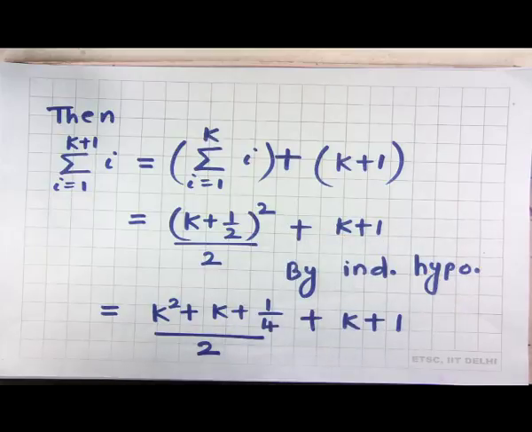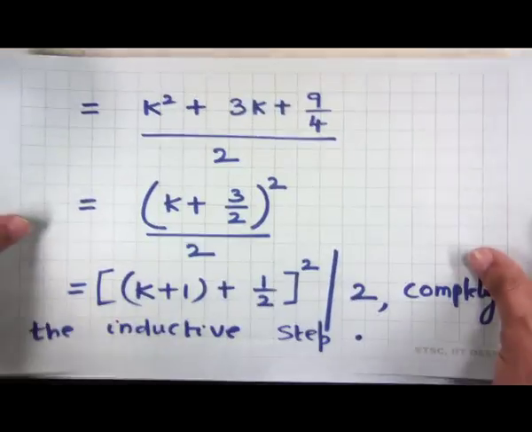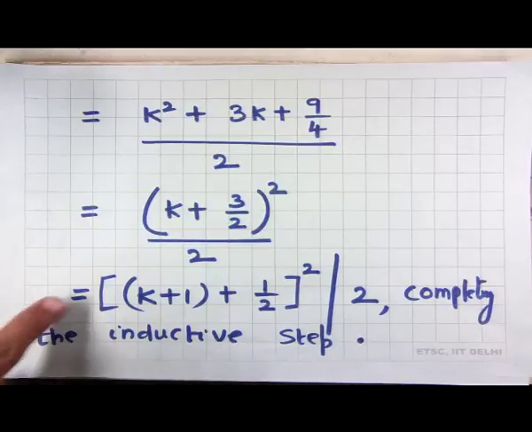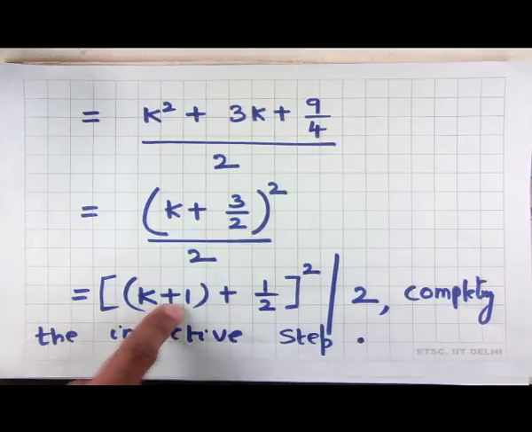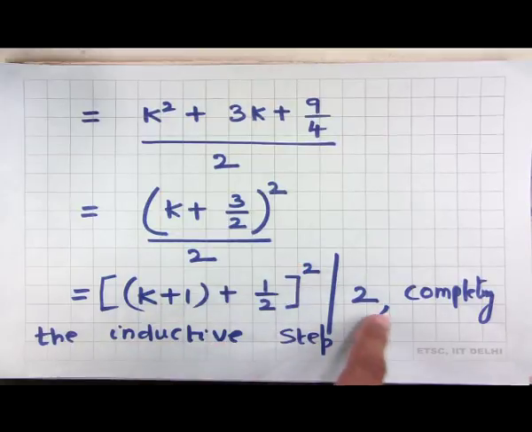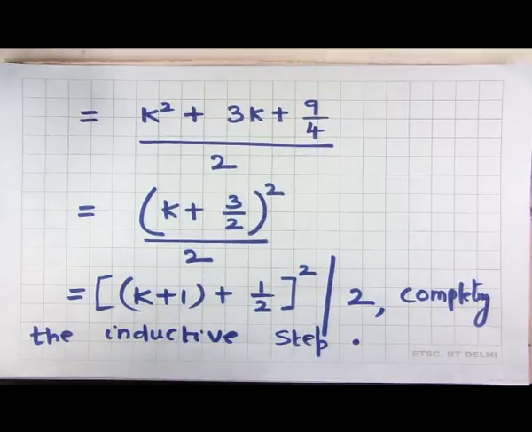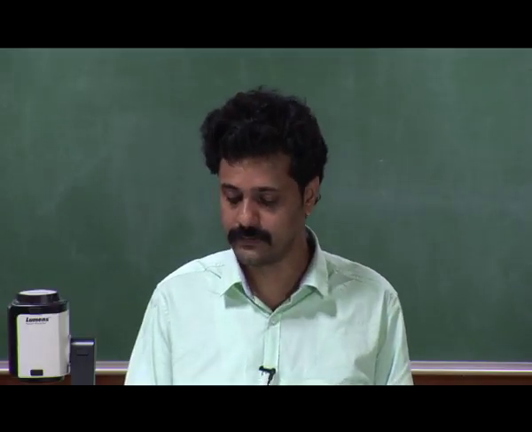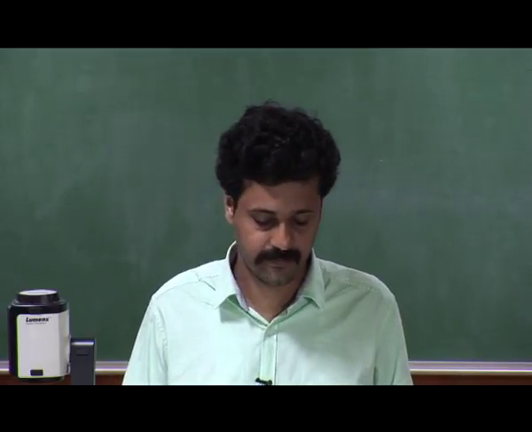Now, with the routine calculation, we get it in the following way. So, ultimately it is (k plus 1 plus half) the whole square by 2, completing that P of k plus 1 is true if P of k is true. So, one may jump to the conclusion that hence by mathematical induction P of n is true for all n. What is wrong with this?